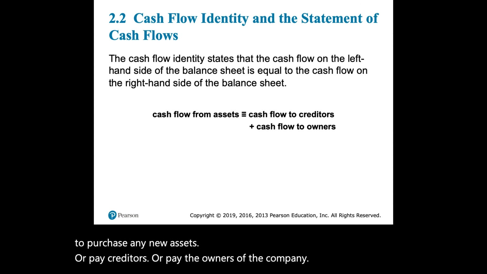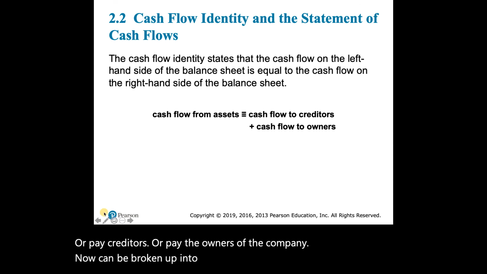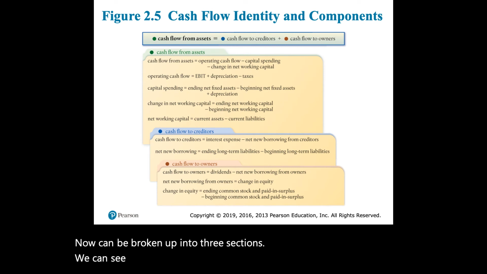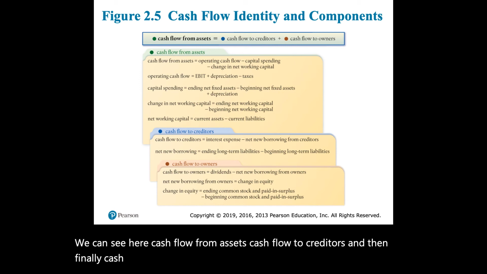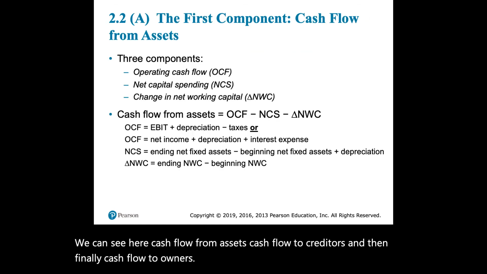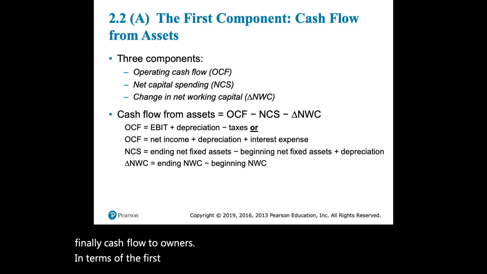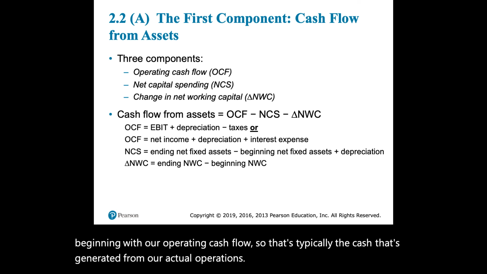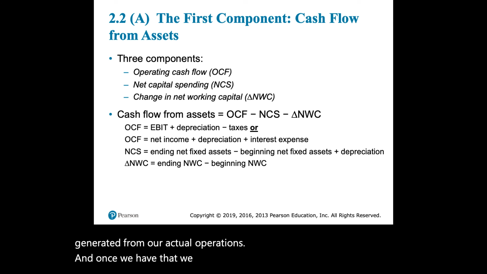Now it can be broken up into three sections. We can see here cash flow from assets, cash flow to creditors, and finally cash flow to owners. In terms of the first section, cash flow from assets, we begin with our operating cash flow. That's typically the cash that's generated from our actual operations. And once we have that, we can start to see where that cash is going.